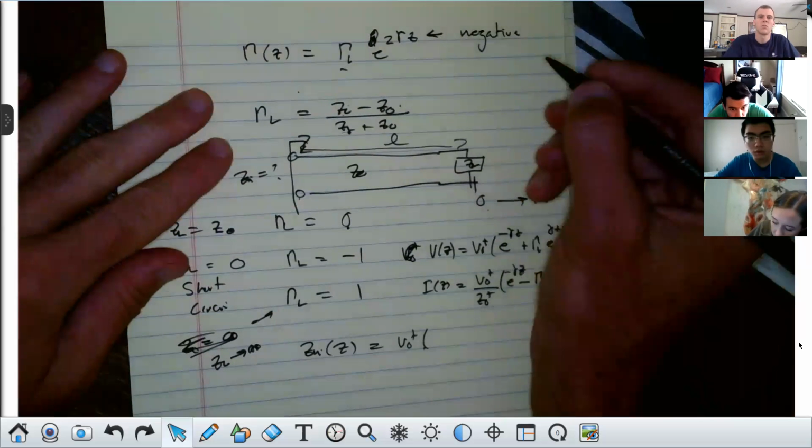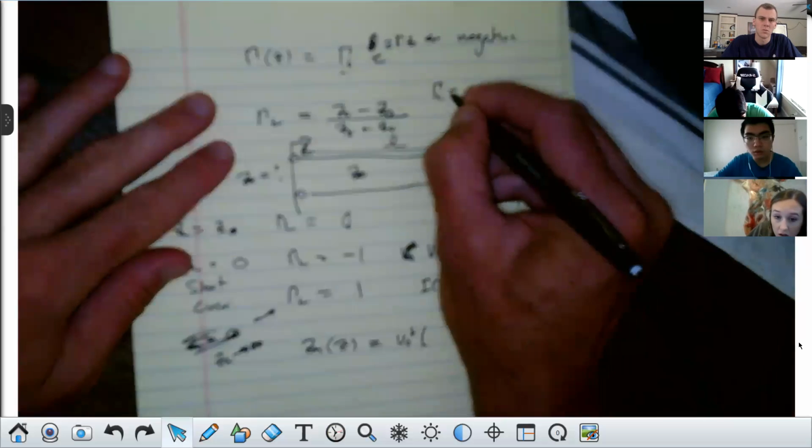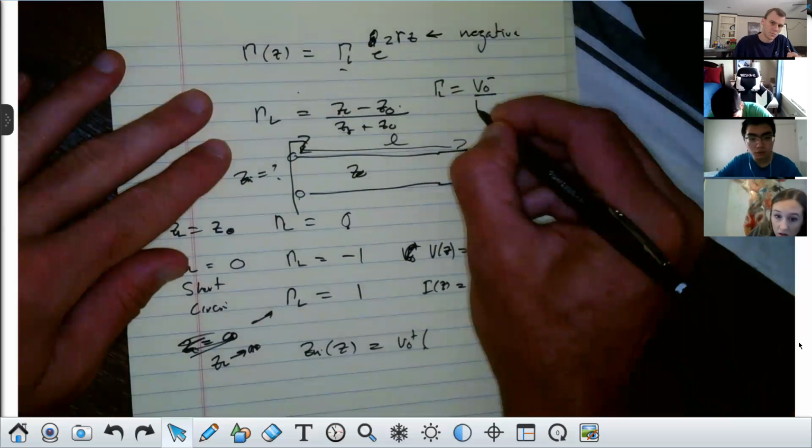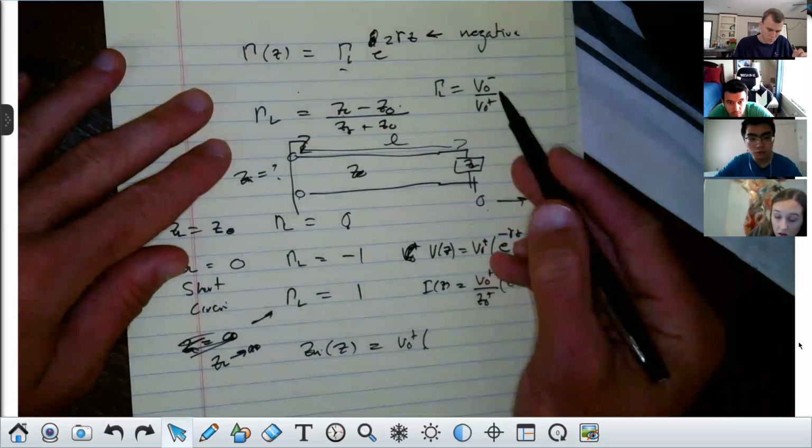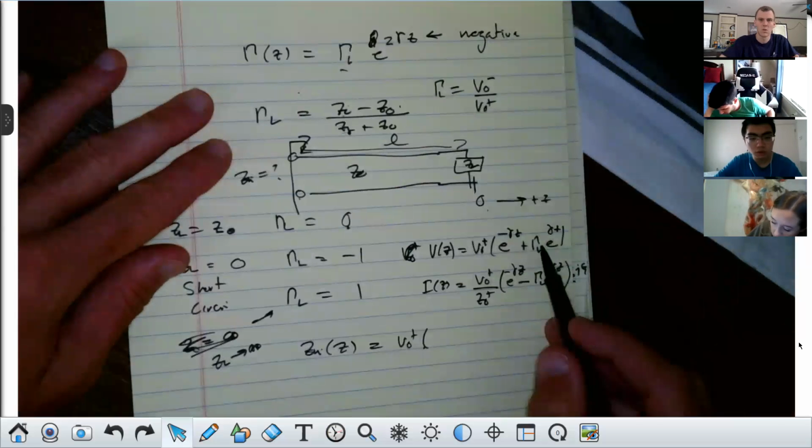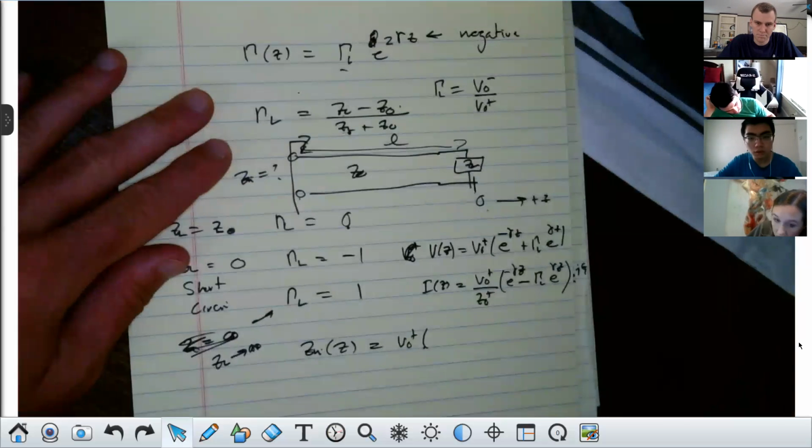I know you just saw this, so I'm going to rewrite it. Gamma L is the ratio of V0 minus over V0 plus, or V0 minus is gamma L times V0 plus. So I've rewritten those equations in terms of the reflection coefficient.